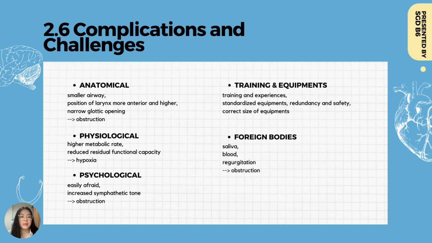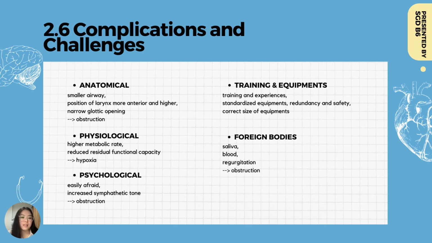Here I'm going to explain about the complications and challenges in airway management of pediatric patients. Anatomically, children have a smaller airway, and the position of the larynx is more anterior and higher with a narrow glottic opening, which may increase the incidence of obstruction. Physiologically, children have a higher metabolic rate, which needs rapid management, and reduced functional residual capacity, which may cause hypoxia if not treated immediately.